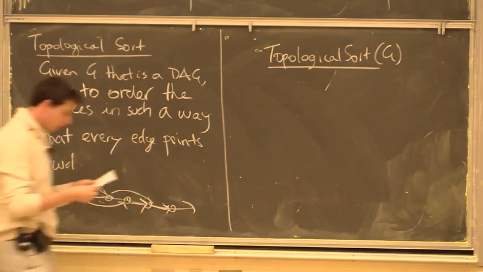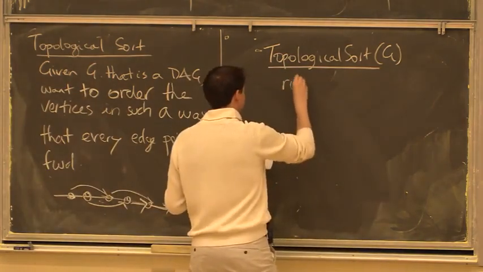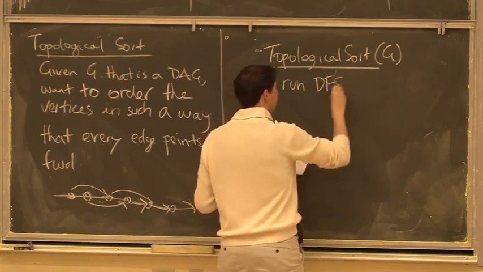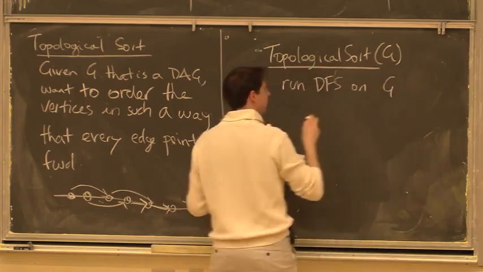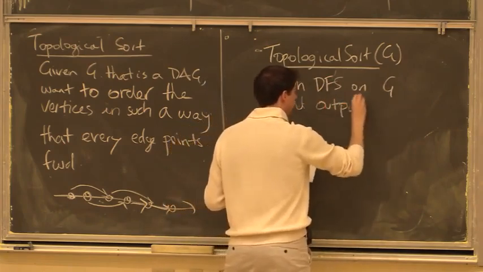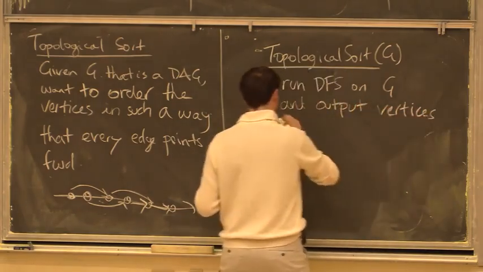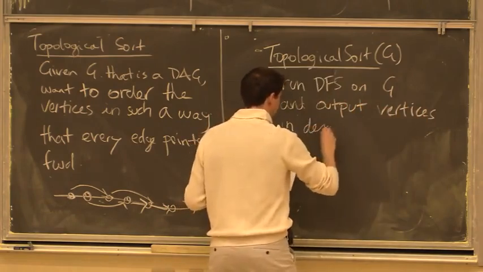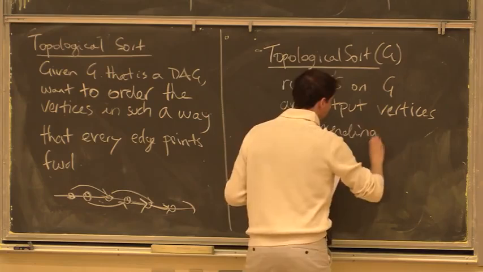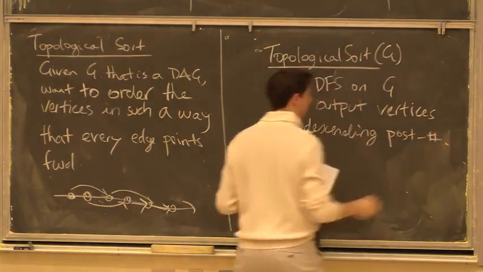So let me first write the algorithm. You're going to run DFS on G and output vertices in descending post numbers.